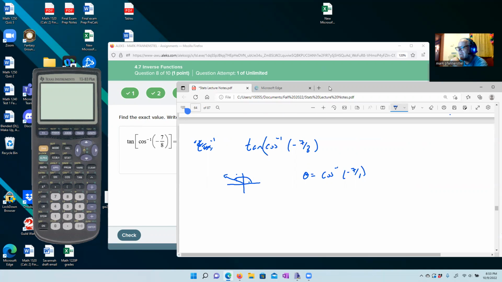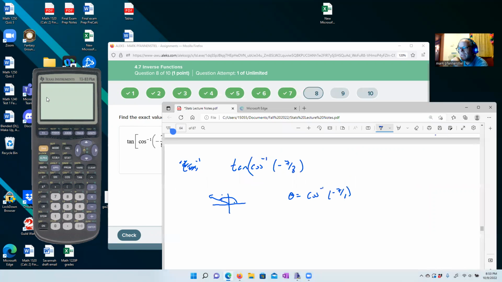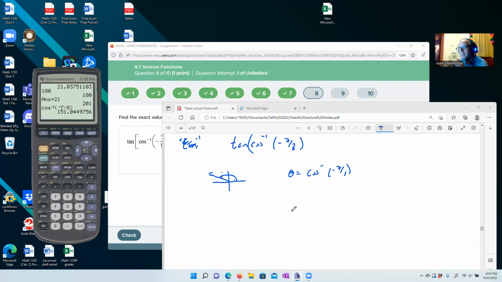If I go ahead and do that, I could do it in degrees. Let me double check my mode. My mode is in degrees, it sure is, second function degrees. So we'll just say inverse cosine of negative 7/8. You have to use this one. Negative 7 divided by 8, and in degrees, it is 151.